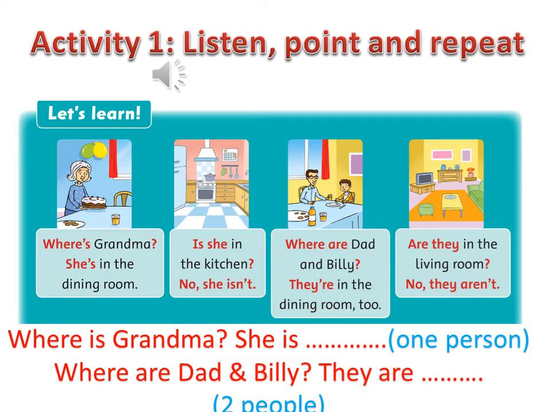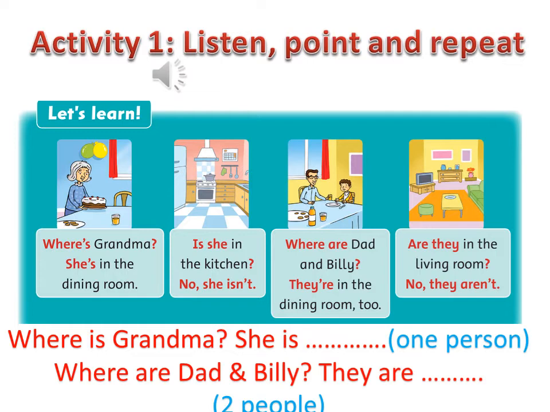Where's grandma? She's in the dining room. Is she in the kitchen? No, she isn't. Where are Dad and Billy? They're in the dining room, too. Are they in the living room? No, they aren't.